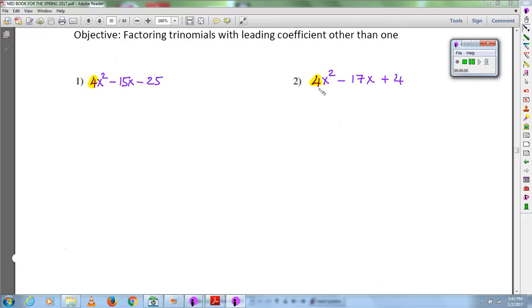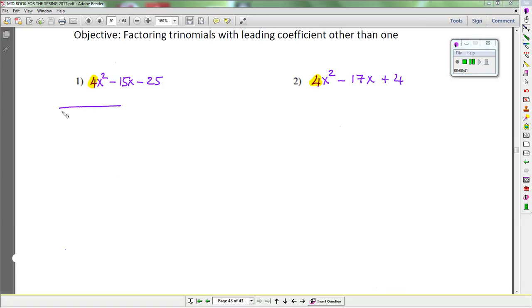And look at the second trinomial again. The leading coefficient is 4 because 4 is the number in front of the variable x with the highest degree. So let's begin. We are going to use the box method.